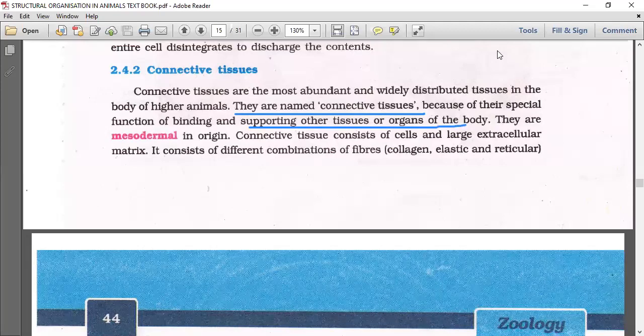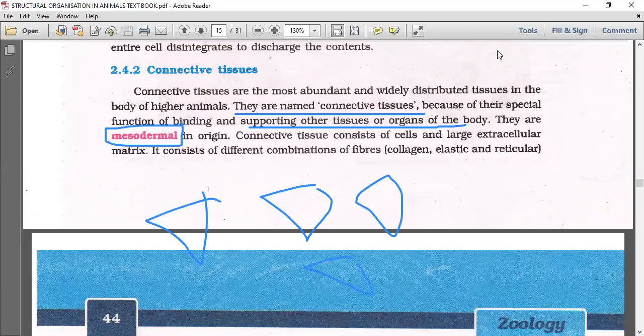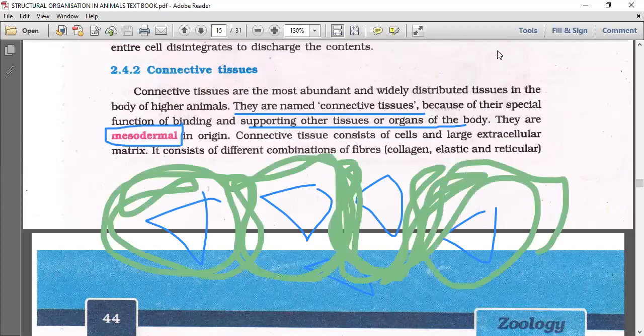They are mesodermal in origin. That is very important for us. Connective tissue consists of cells and a large extracellular matrix. The various cells are fibroblast cell, mast cell, histiocyte, wandering macrophages, and so on. The extracellular matrix is the substance present between the cells, and there is a large amount of it.